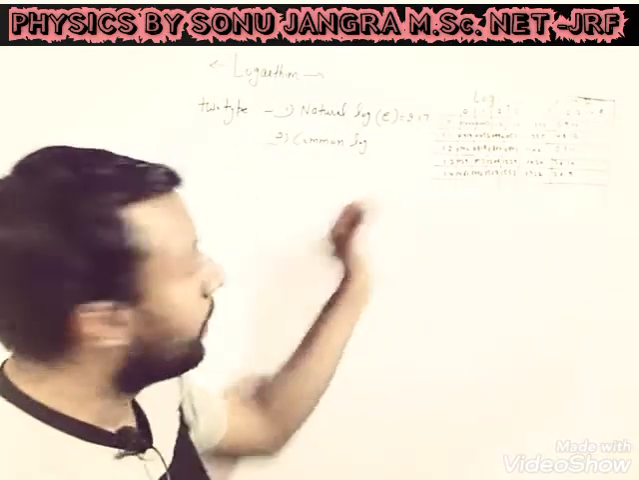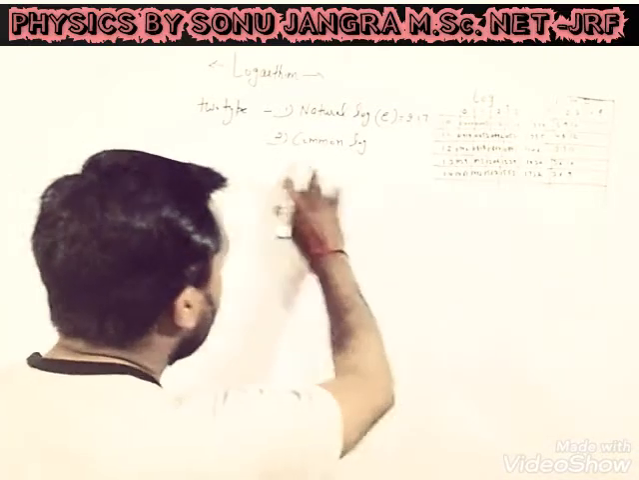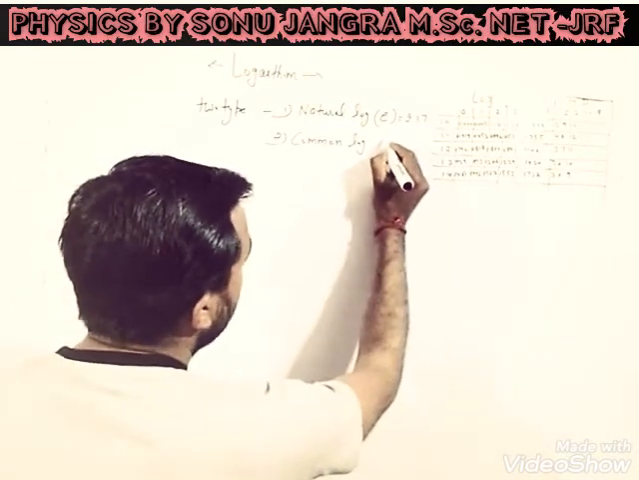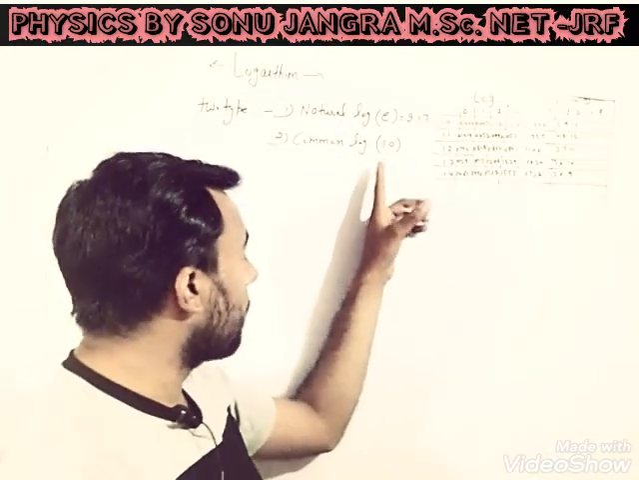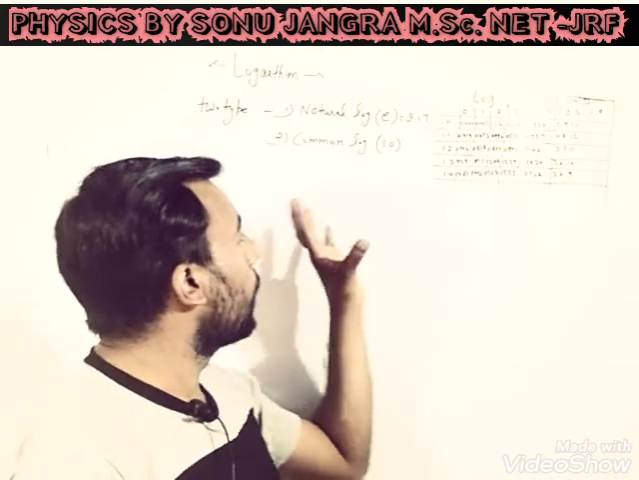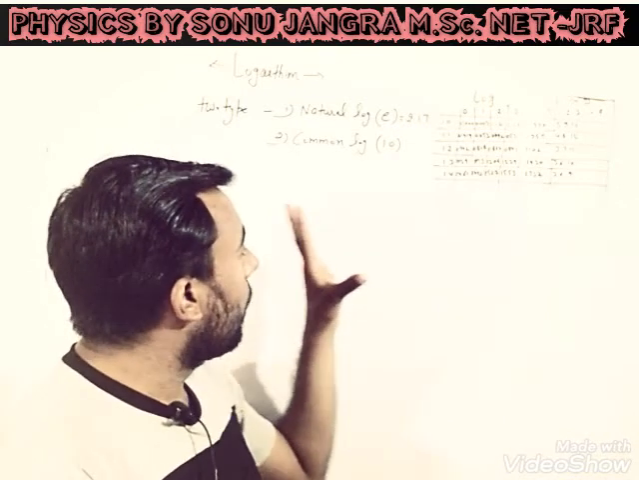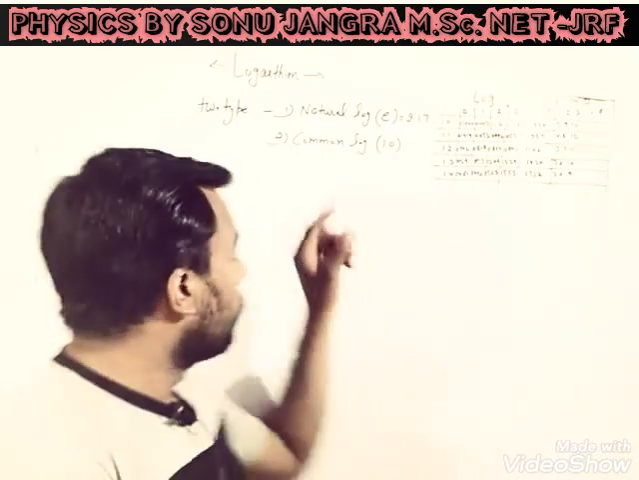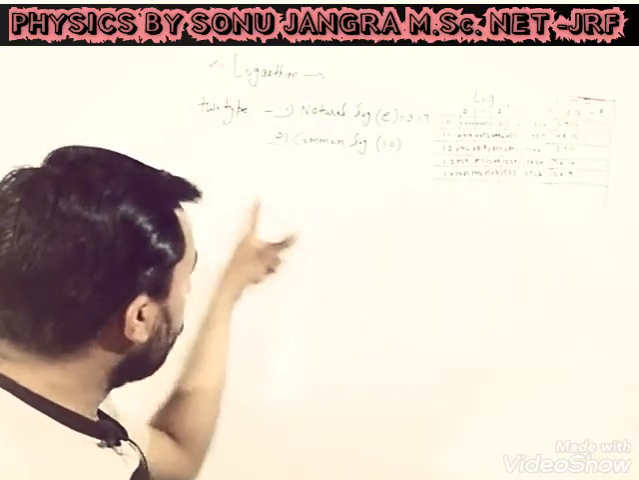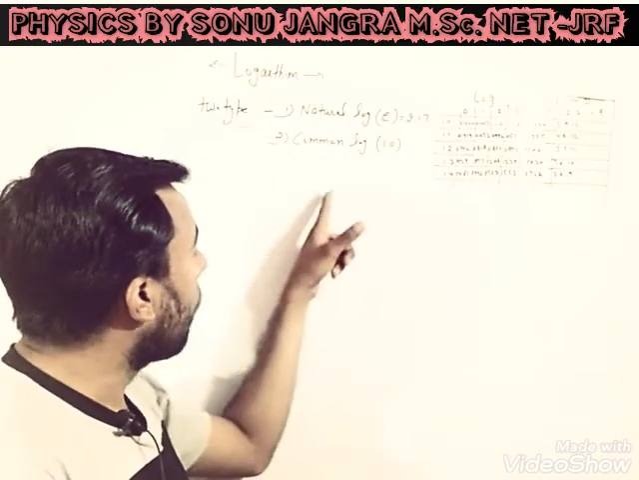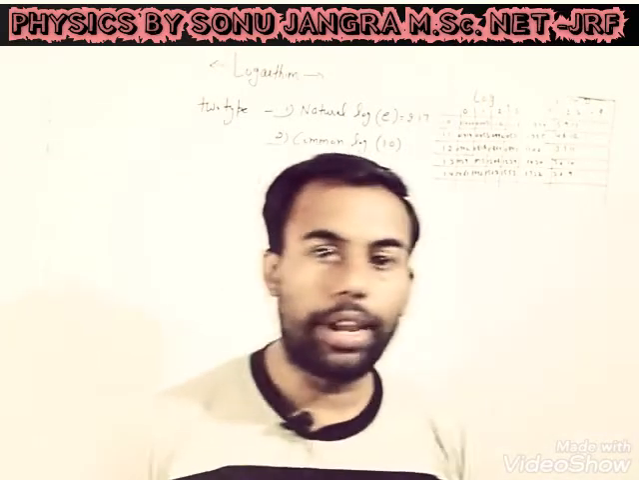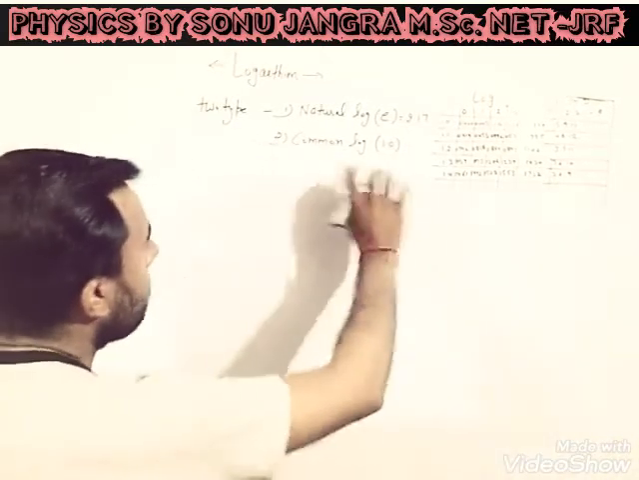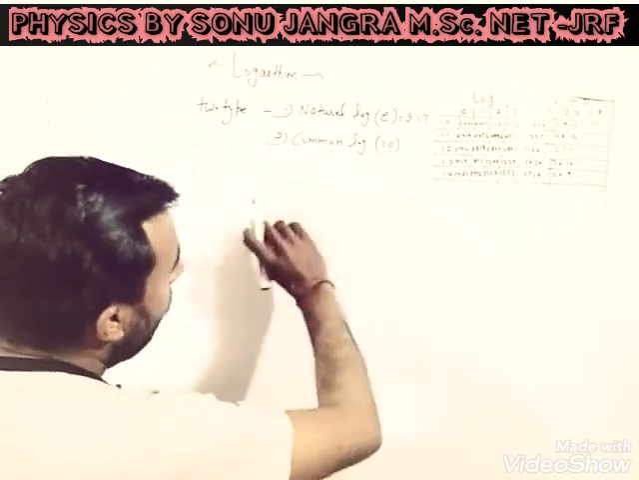It is taken as the base value. And the other one is the common log, which has the base value 10. Okay, in our syllabus we only use log values which have base 10. We will also study in this lecture how to convert log values of base e to log values of base 10.